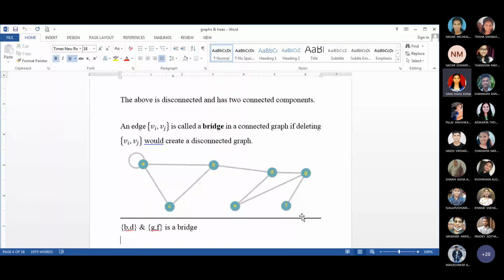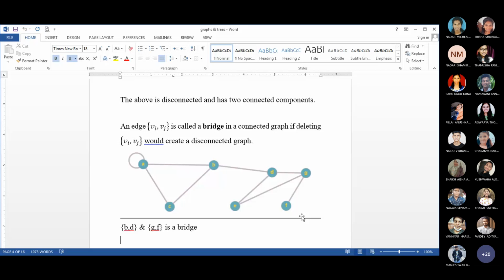सर, GF और GF कैसे ब्रिज आया? We have a graph on 7 vertices, right? Yes. तो तुम अगर वो G and F वाला एज को डिलीट करेगा तो F becomes an isolated vertex, no? Okay, sir. इसके लिए वो भी ब्रिज है.